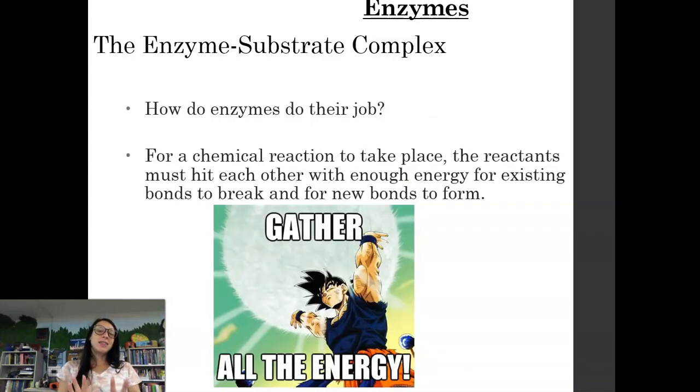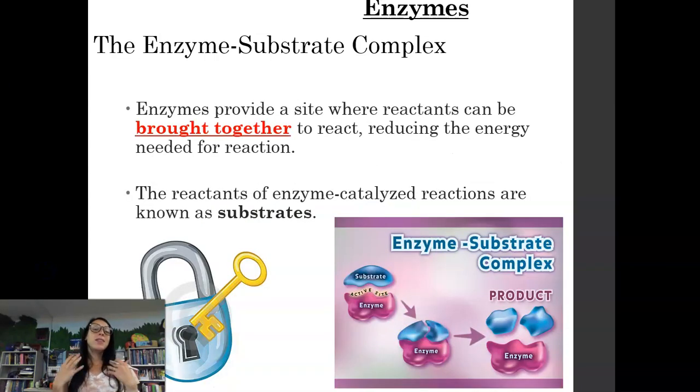Now let's talk a little bit about the enzyme substrate complex. Now I'm not going to go into too much detail, but there are some important things to know about enzymes. This is how enzymes actually do their job. For a chemical reaction to take place, the reactants have to hit each other with enough energy for existing bonds to break and for new bonds to form. So how do they do that? They do that via the enzyme substrate complex.